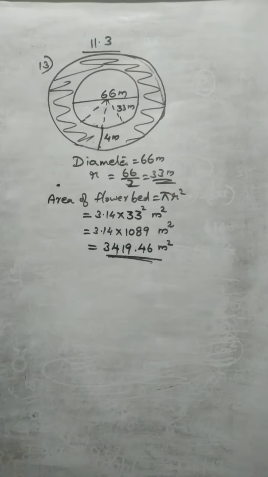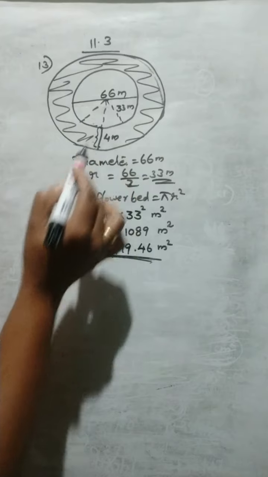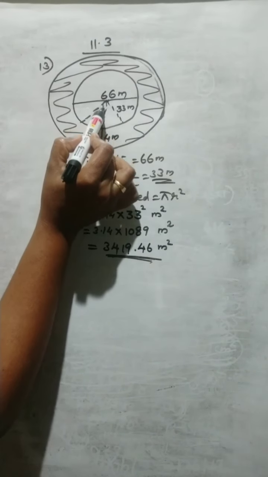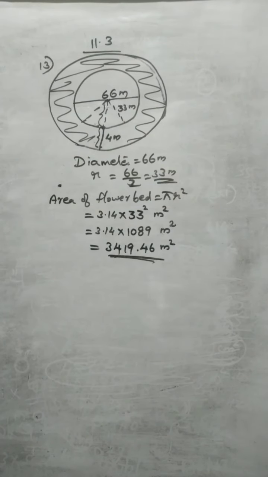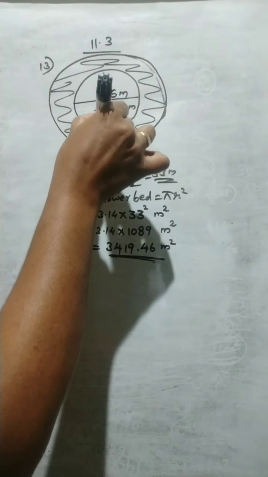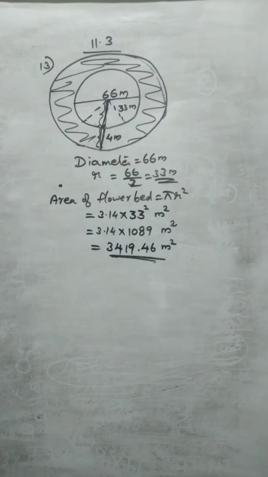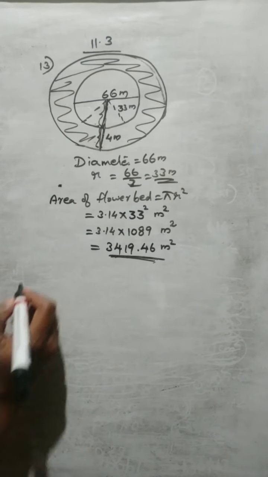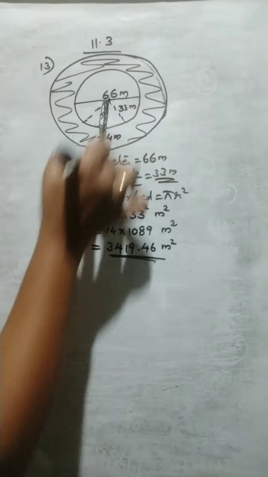Then width of path is 4 meter. That is from here to here, that is 4 meter, and from here to this circle, that is 33 meter. Then the radius of flower bed along with this path, from here to here, will be 33 plus 4, that is equal to 37. So we can find area of flower bed and path together.